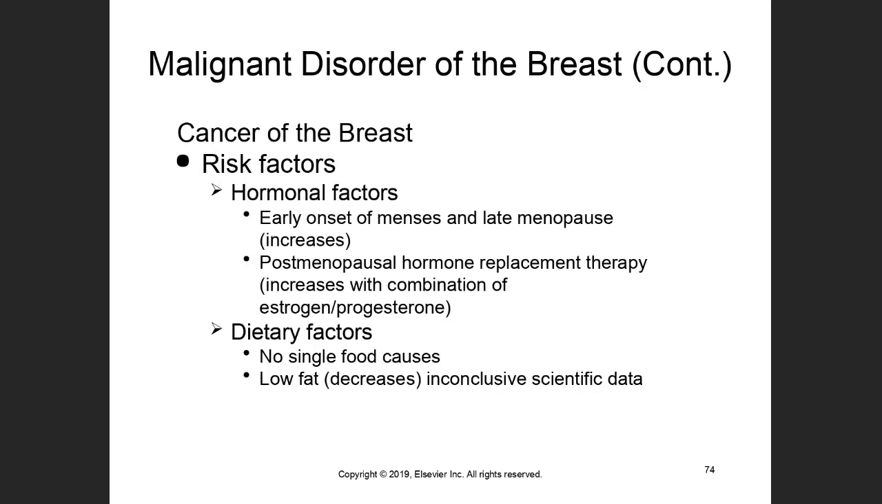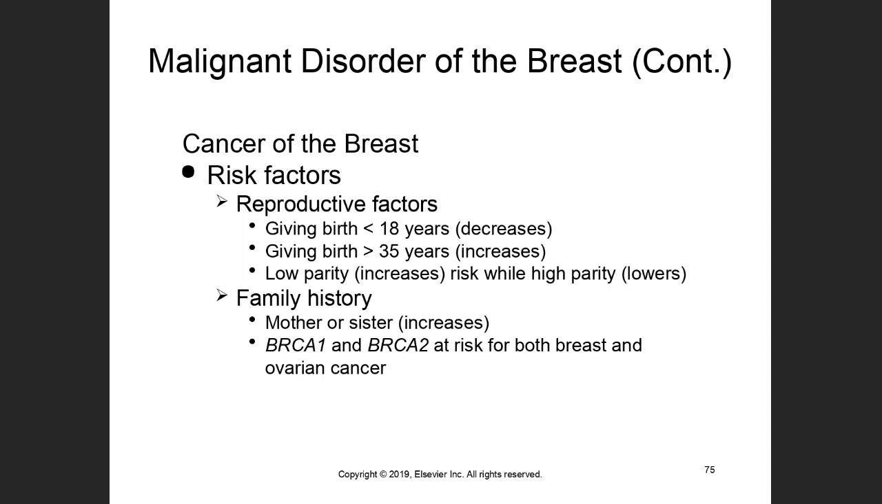Cancer of the breast, risk factors. Hormonal factors: early onset of menses and late menopause. Of course, the more you are exposed to estrogens, the more risk you have for breast cancer. Reproductive factors: giving birth before 18 years old decreases the risk, and giving birth after 35 increases it. Low parity increases it.